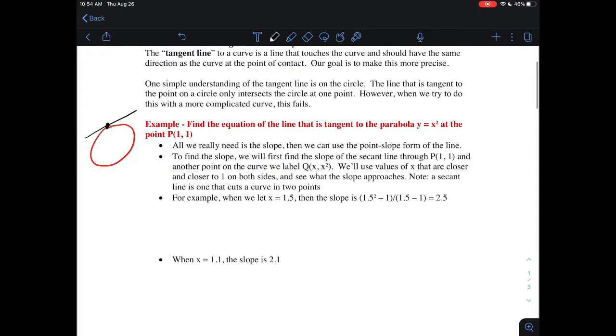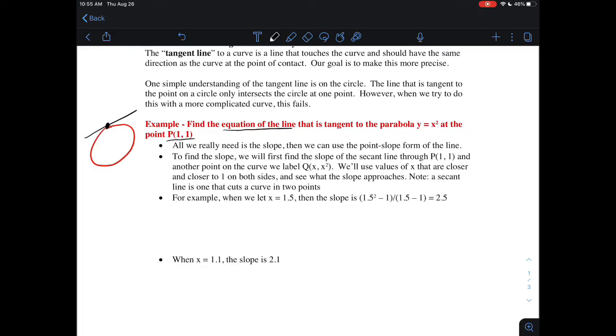Find the equation of the line that is tangent to the parabola y equals x squared at the point P at the coordinate (1, 1). All we really need for this equation of the line is the slope, because then we can use the point-slope form of the line since we are given a point P (1, 1).